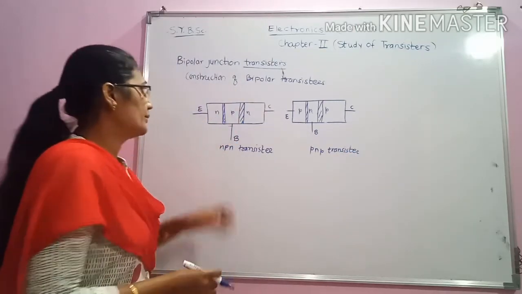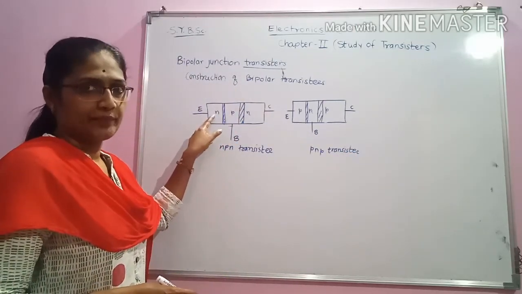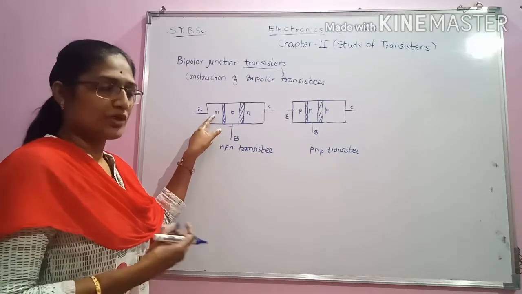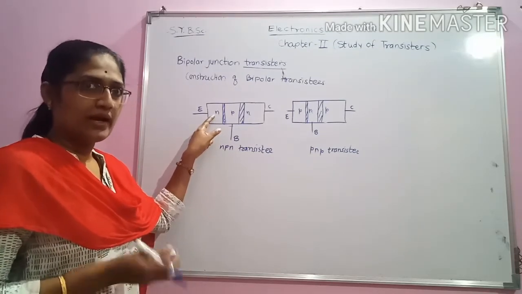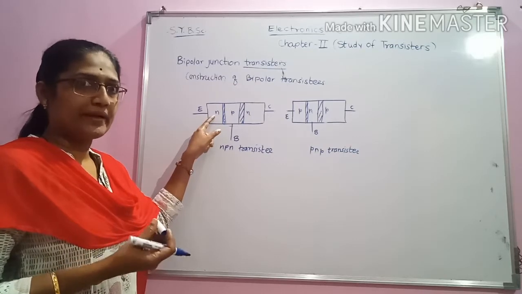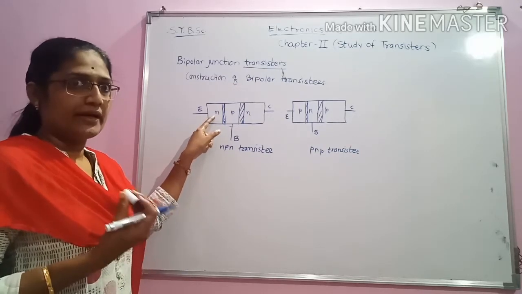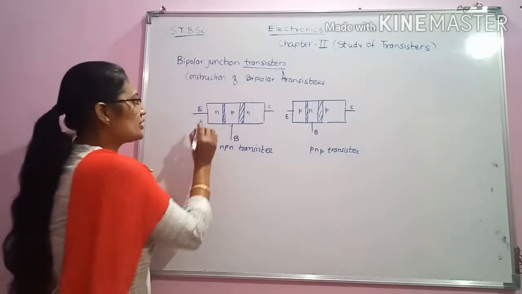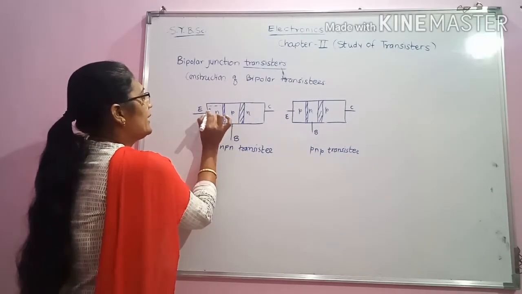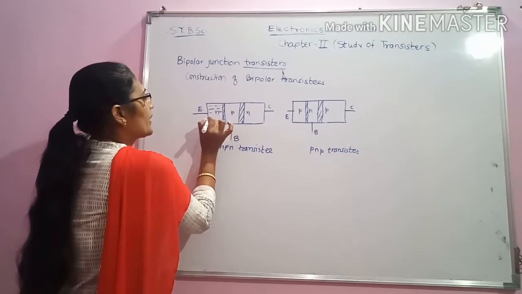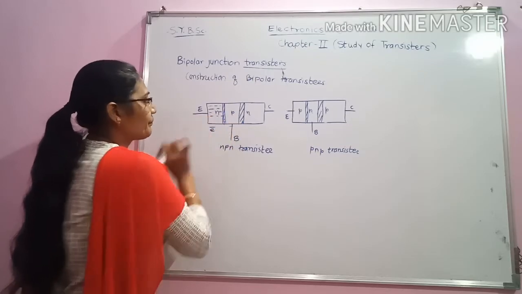Just now I have told you how to form an n-type material. A pure germanium or silicon is taken, and if we add a pentavalent impurity to it, then there will be an excess of electrons. It means that the majority charge carriers in n-type material are electrons.